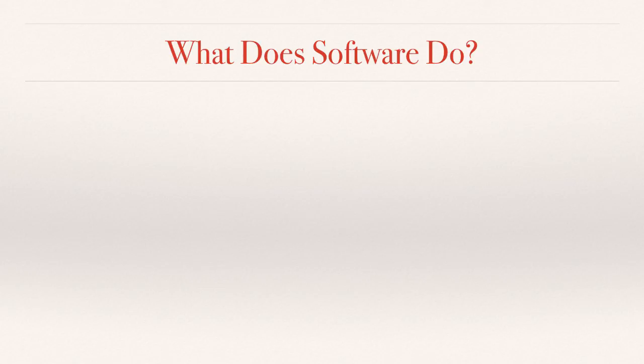A question related to what is software is, what does software do? We've already talked about the relationship that software has with data and information. So at its most fundamental level, we can think of software as something that transforms or manipulates information.